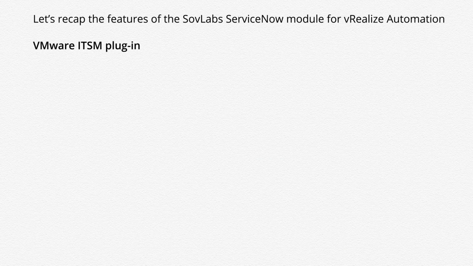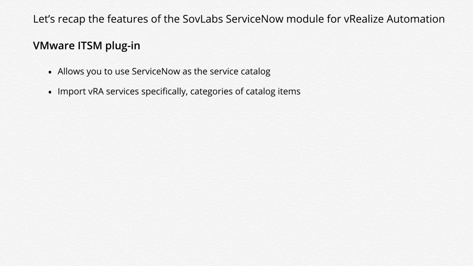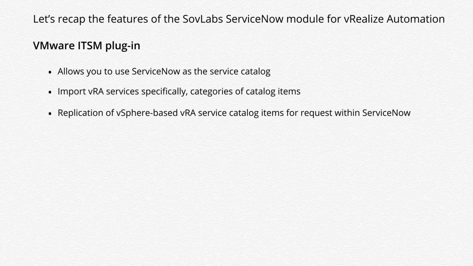Let's recap the features of this integration. The VMware ITSM plugin allows you to use ServiceNow as the service catalog. You can import vRealize automation services, specifically categories of catalog items. Replication of vSphere-based vRealize automation service catalog items for request within ServiceNow.